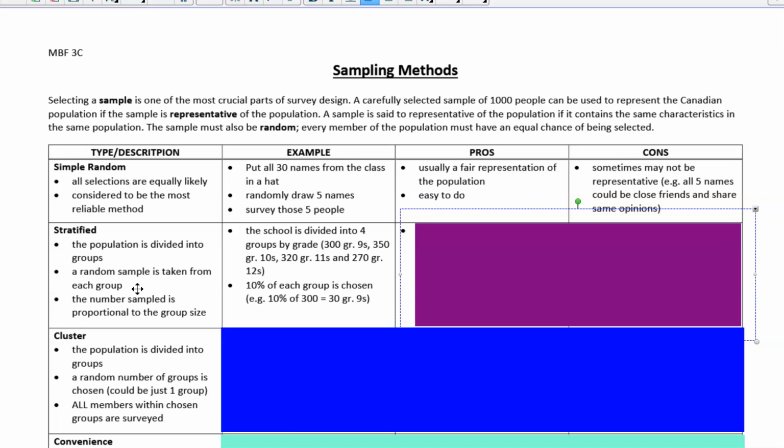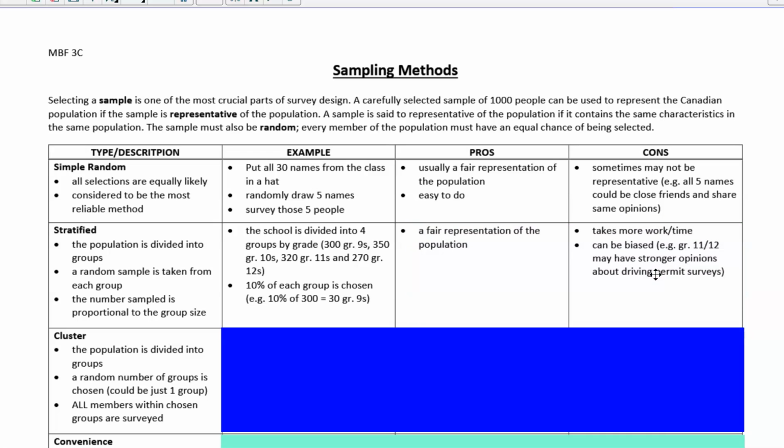So if we're surveying 10% of each group, that means that we would survey 30 grade 9s, 35 grade 10s, 32 grade 11s, and 27 grade 12s, and that would be representative of the entire population. The percentage is the same for each grade, even though the number in each grade is not the same.